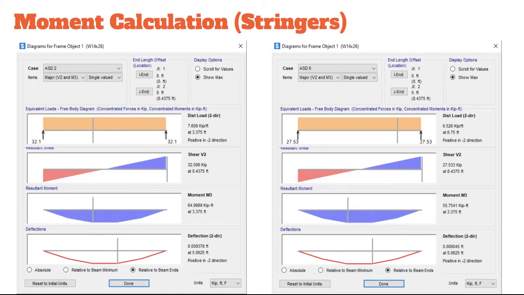For the moment calculation, we started by adding a distributed load to the stringers that accounted for the dead load, the live load, and the wind load. That distributed load gave us a moment that will be on the stringers, as well as the reactions on the stringers that will flow into the floor beams.